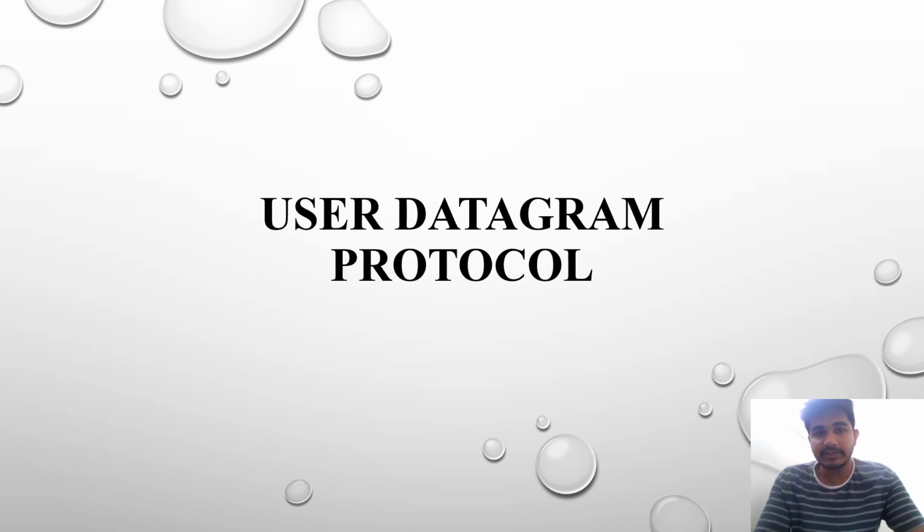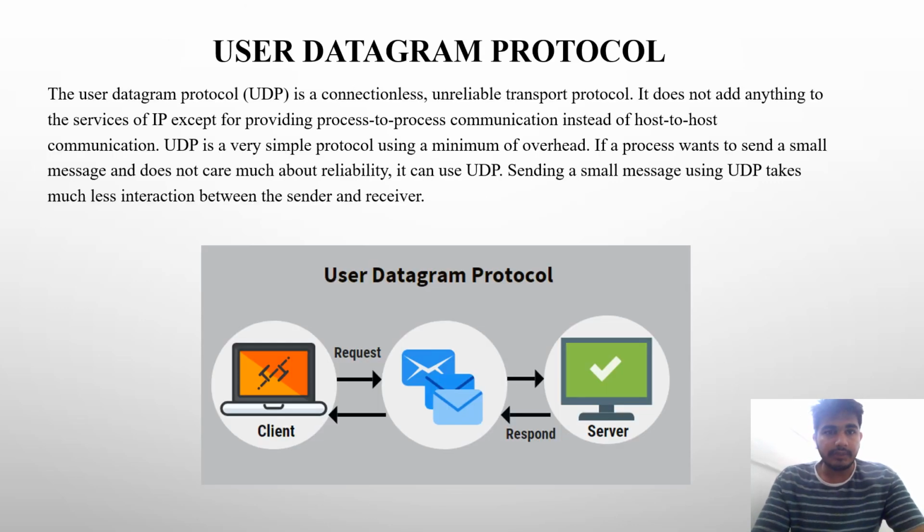Today we are going to discuss about user datagram protocol. And the first one is user datagram protocol. The user datagram protocol, UDP, is a connectionless, unreliable transport protocol. It does not add anything to the services of an IP except for providing process-to-process communication instead of host-to-host communication. UDP is a very simple protocol using a minimum of overhead.